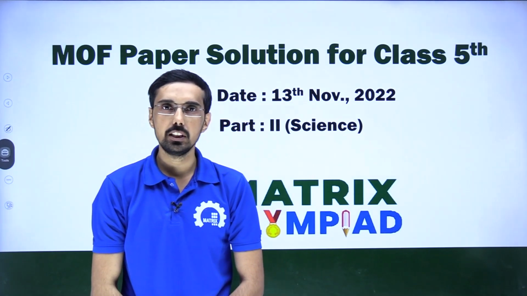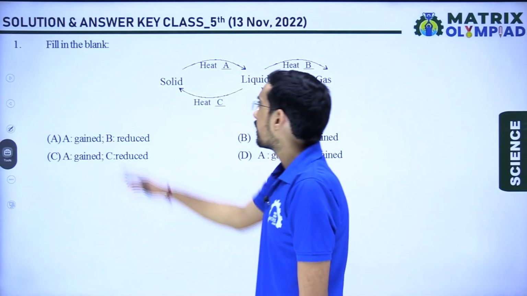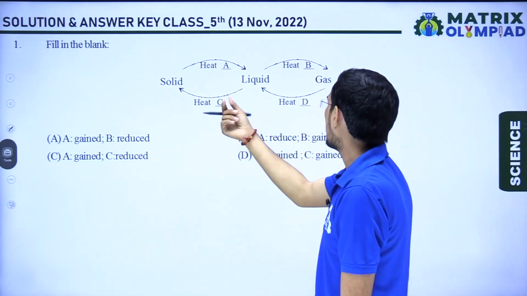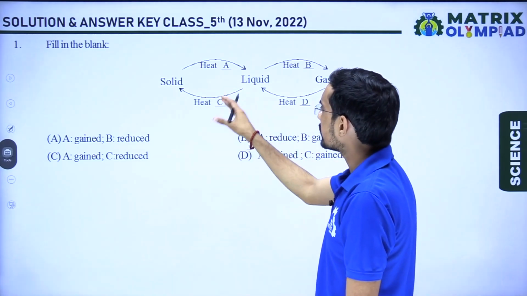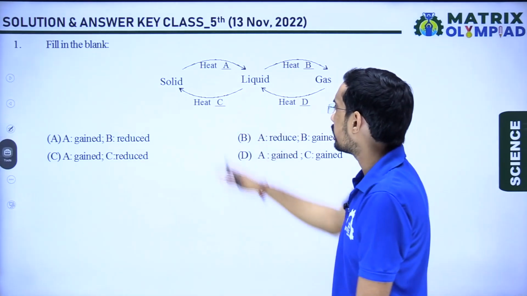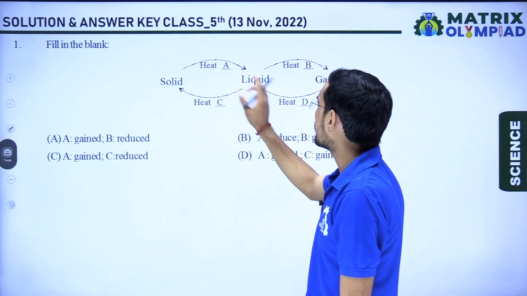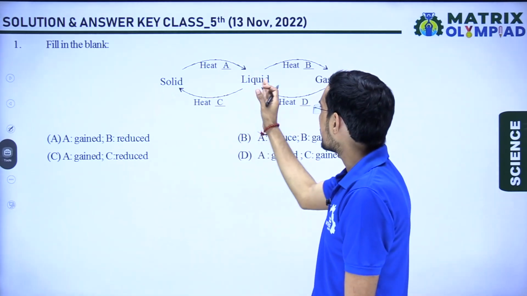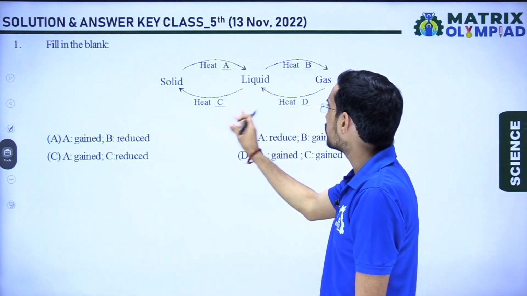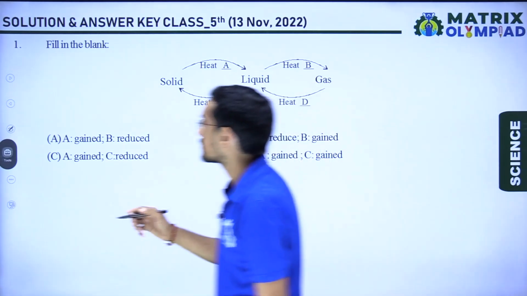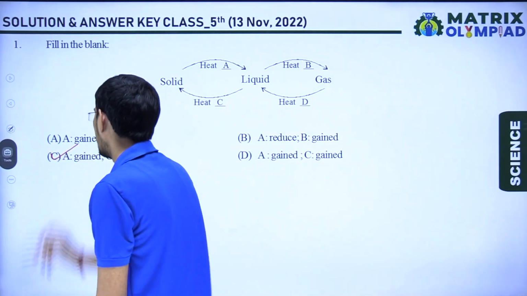Our first question is, fill in the blank. We have to find out the heat option A as well as the heat, which one option is the correct for the given diagram. As we all know that solid converts into the liquid, in this case, heat is gained, and in the conversion of liquid to solid, heat is reduced. So our most correct option will be option C.